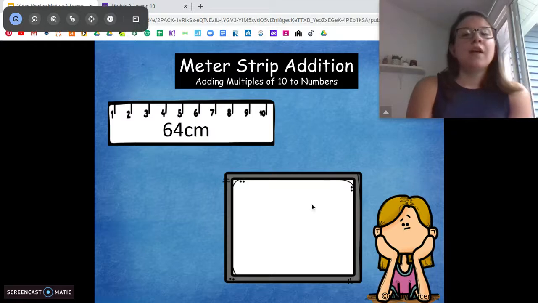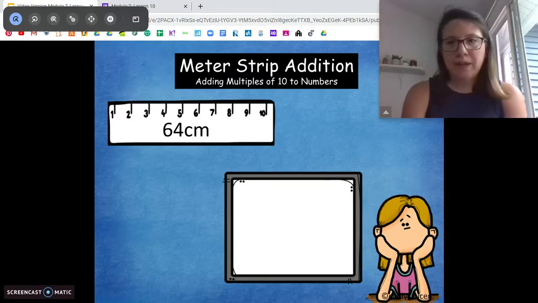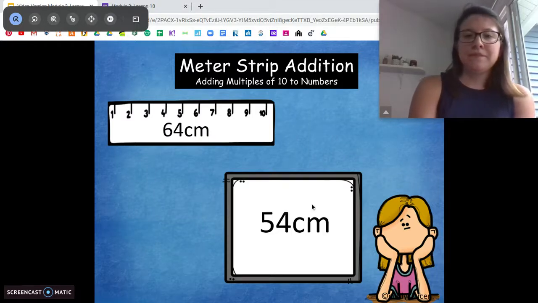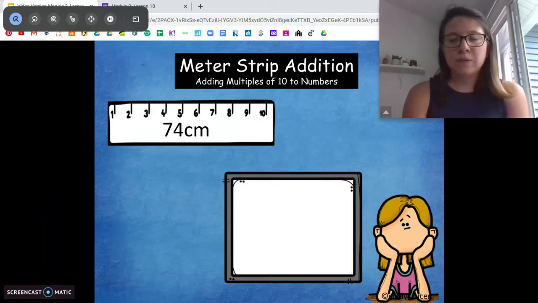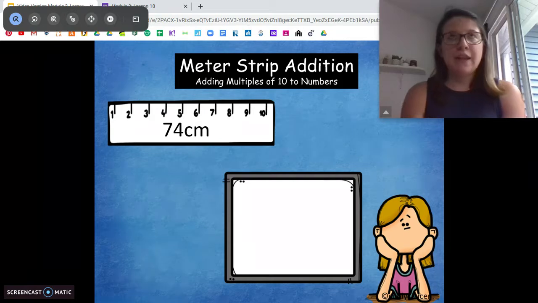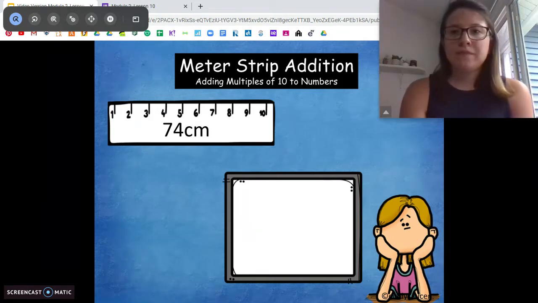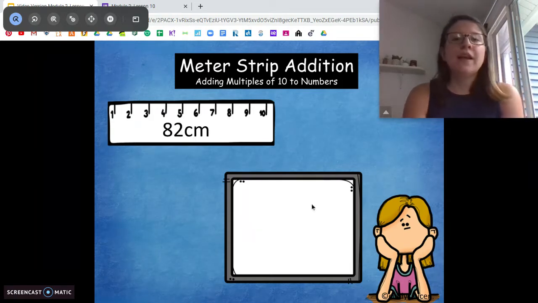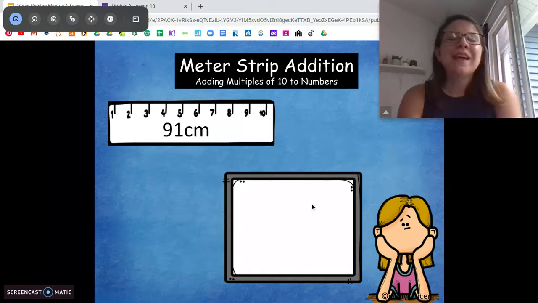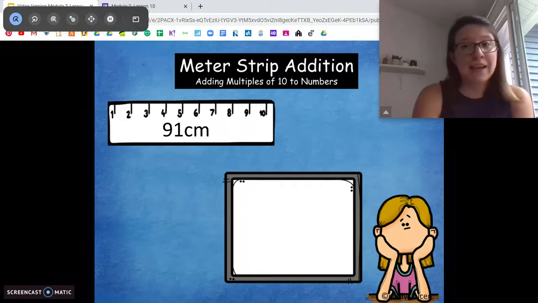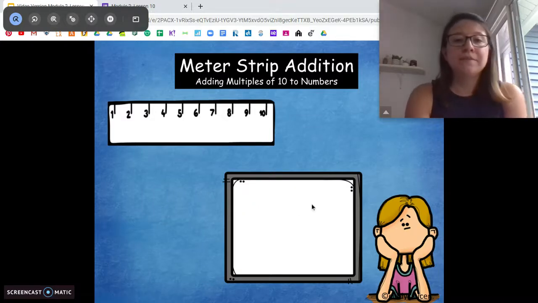42. Awesome. 64 centimeters, 10 less would be 54 centimeters, very good. 74 centimeters, 10 less would be, again, remember, just changing that 10 value. 64 centimeters, very good. 82 centimeters, 10 less would be 72 centimeters, awesome. 91 centimeters, don't get tricked by the bigger number, it's okay. 91 centimeters, 10 less than that is 81, awesome.